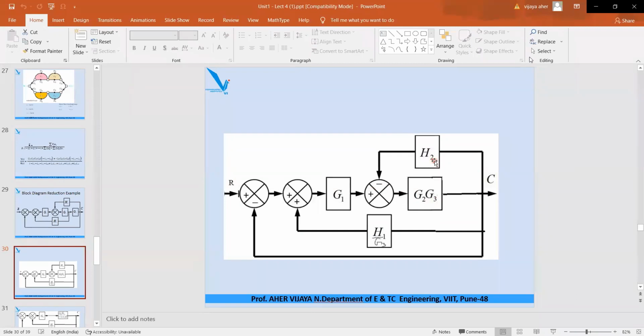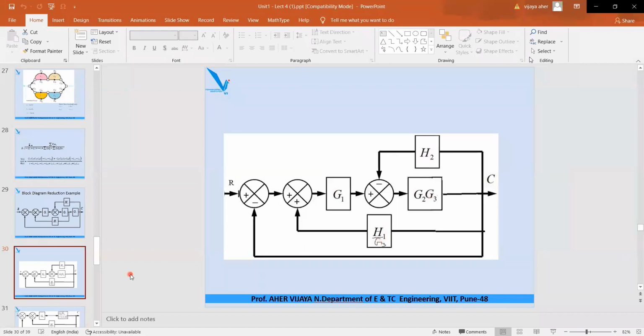Are you with me? R is input, C is output. Now, when I draw a line over here, I have to divide by this G3, so H1 divided by G3. We have applied one rule here and one rule here.